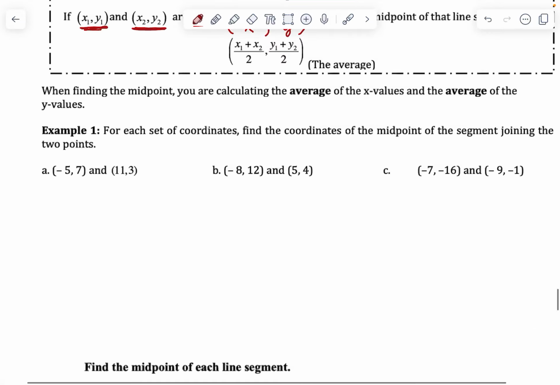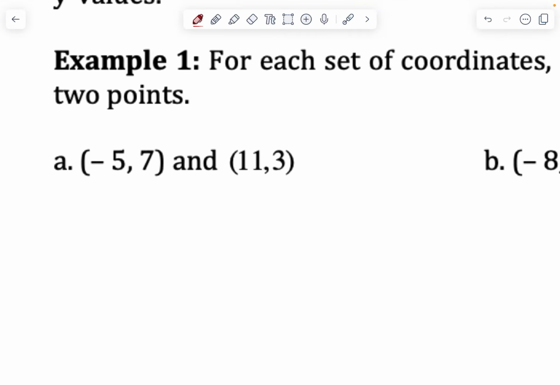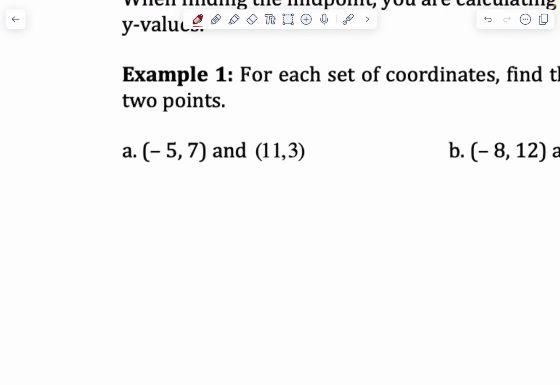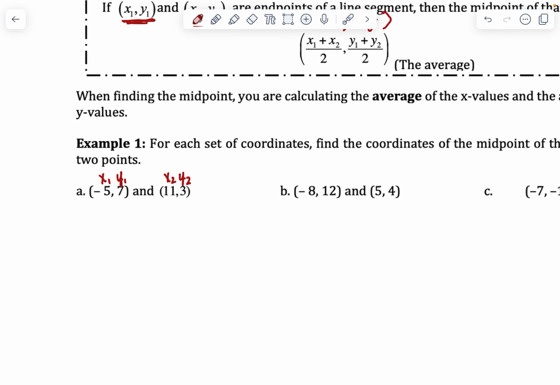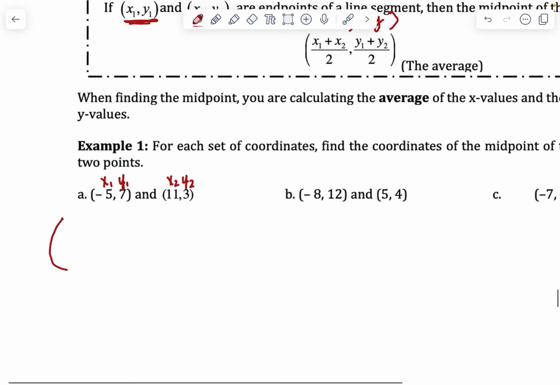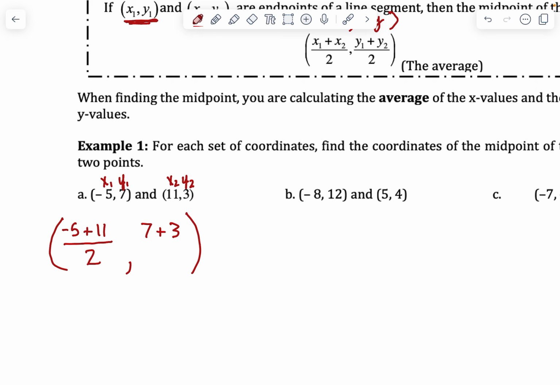When you look at these problems in example 1, the first thing we're going to do is label these points. I'm going to name this first one x1, y1, and the second one x2, y2. And then we are going to plug this into our formula. Looking up above, I'm going to make my giant point here. x1 plus x2 gives me negative 5 plus 11 over 2, and then I have 7 plus 3 over 2.